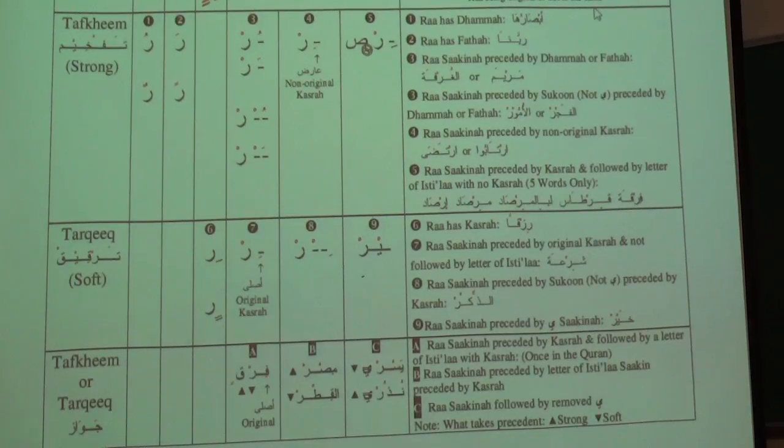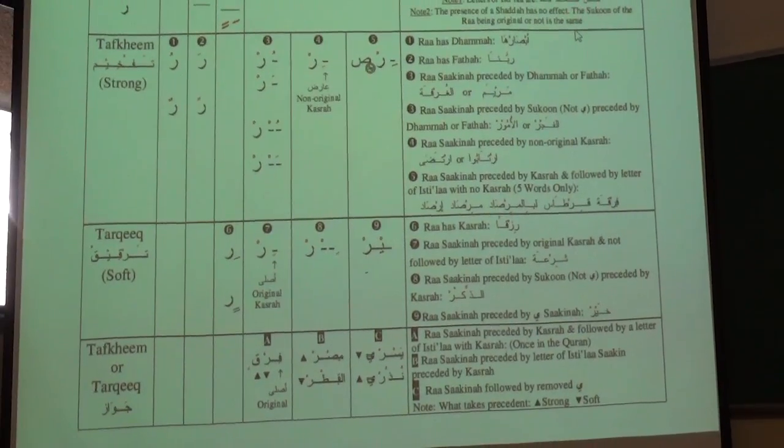The example here, let me read this first and then I will tell you about the huruf al-isti'la. Ra sakina preceded by kasra and followed by a letter of isti'la with no kasra. There's only 5 words in the whole Quran. This also simplifies things for us. First of all, huruf al-isti'la, I wrote them here. Huruf al-isti'la are the letters that are always strong, the strongest letters of the alphabet. And they are grouped in this sentence here. Khussa, dagtin, qid. These are the letters, 7 letters.